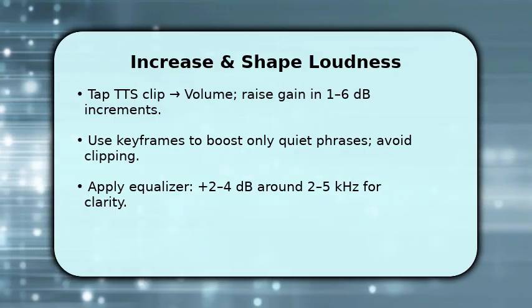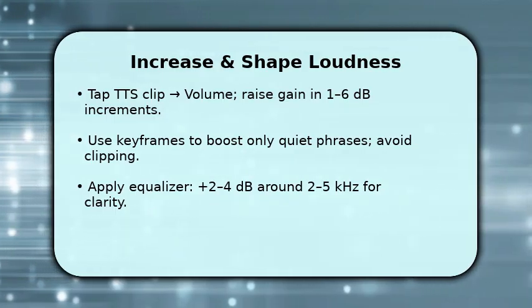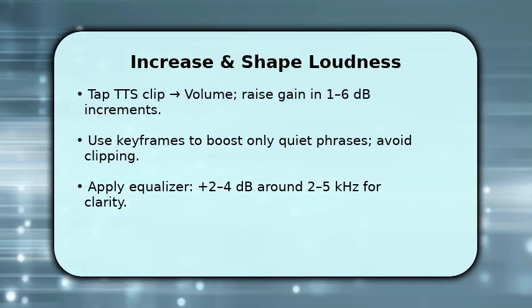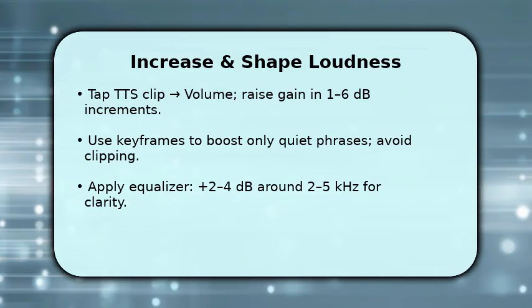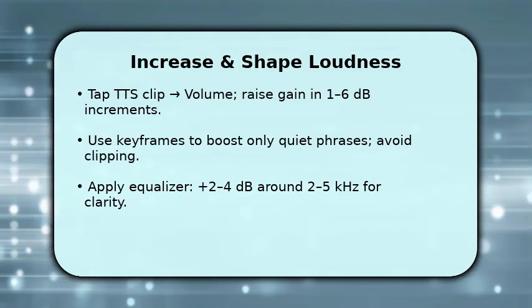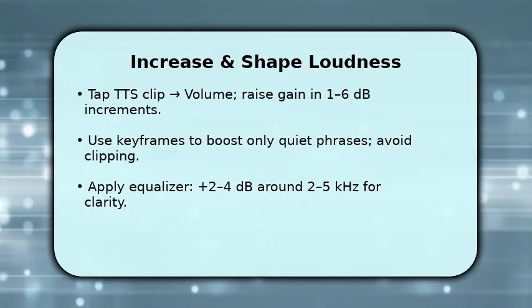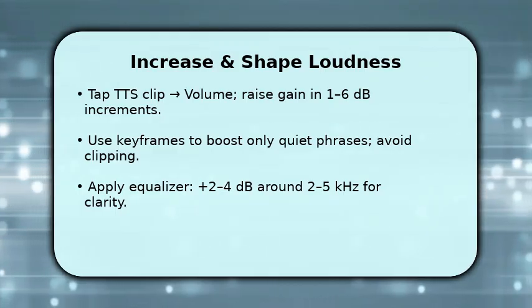Then apply a gentle EQ boost in the 2 to 5 kHz range to improve intelligibility, because mid-high frequencies carry speech clarity. Make sure to monitor peaks. If you see clipping, finish by balancing the mix. Lower competing music or effects by 3 to 8 dB so your TTS sits forward.